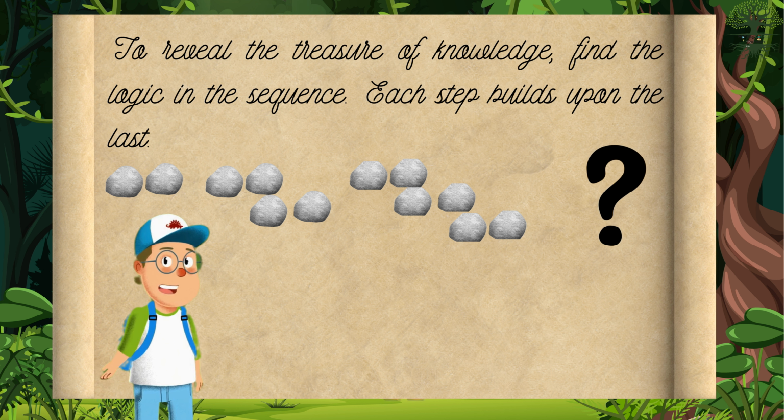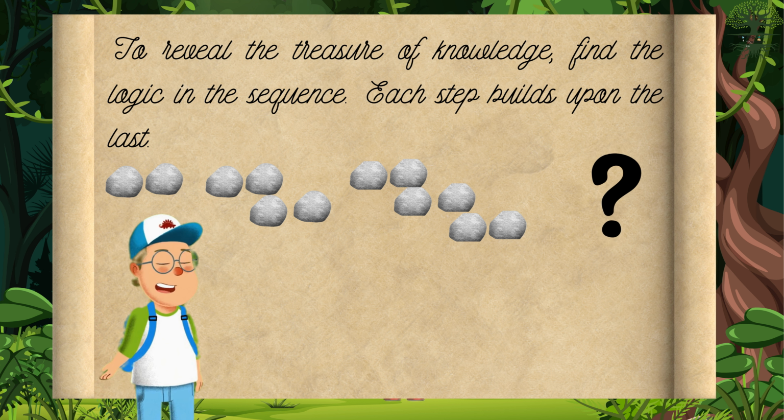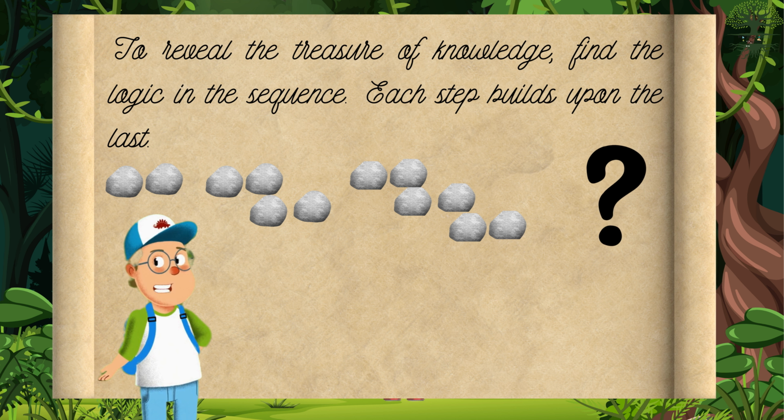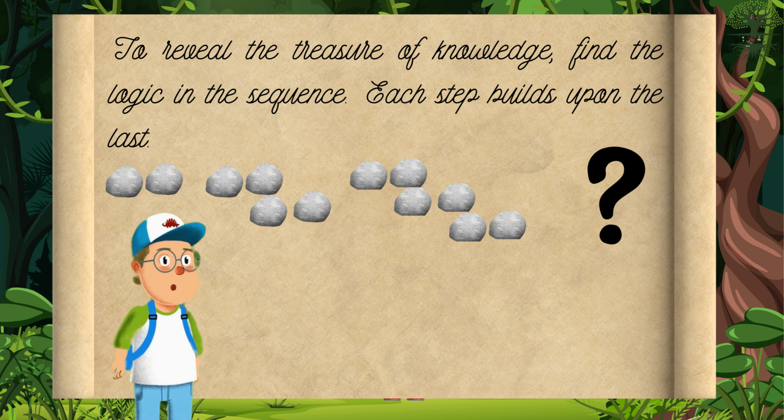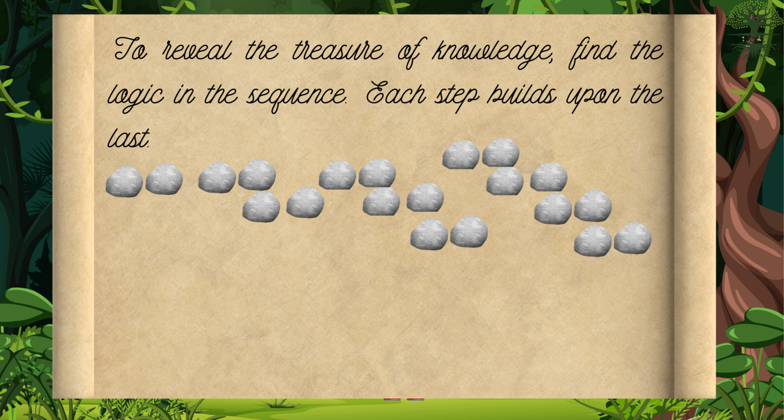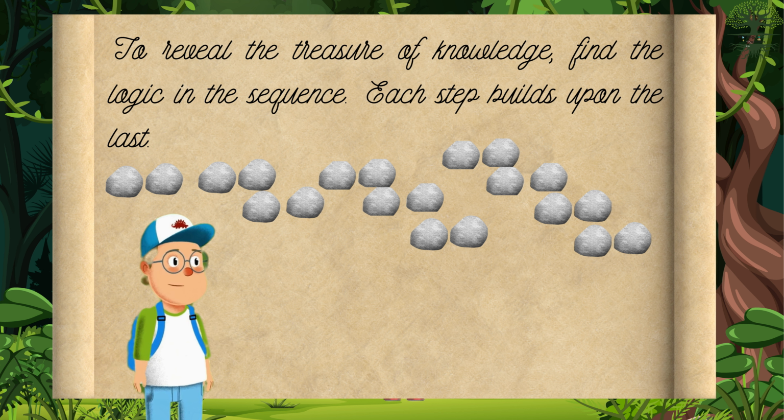I see it now. The number of symbols increases by 2 in each step. So after 2, 4, and 6, the next step must have 8. Let's move forward. If you don't understand yet, let's dive deep into this sequence of patterns for better understanding.